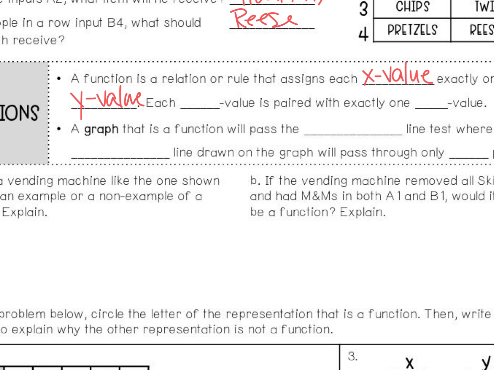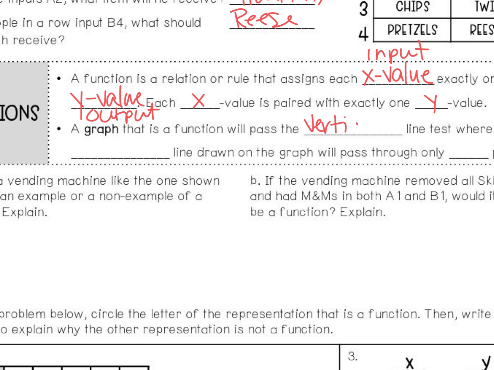Okay, so again, we can write it here, x and y, and up above our original, we can put input and output. You're going to see those words interchangeable, okay? So for each input, we get exactly one output. When we push A2, we get exactly one thing, okay? The graph that is a function will pass what we call the vertical line test.